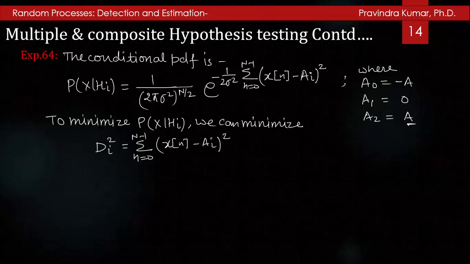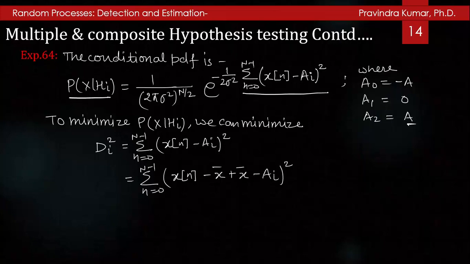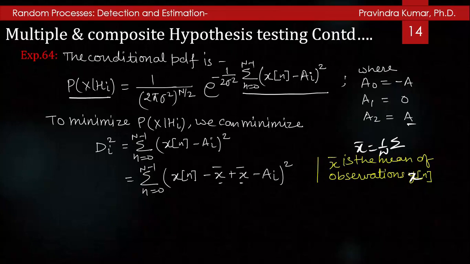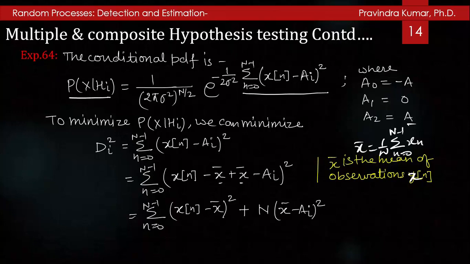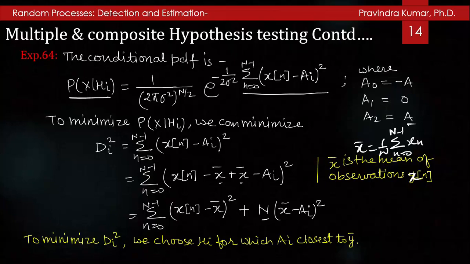So to minimize this probability, we can minimize this part, and this part is Di², which is the summation n=0 to N-1 of (x[n] - Ai)². It will be the summation of (x[n] - x̄ + x̄ - Ai)², where x̄ is the mean of the observations x, and this mean is (1/N) Σ_{n=0}^{N-1} x[n]. I can write Di² as the summation n=0 to N-1 of (x[n] - x̄)² plus N(x̄ - Ai)². And to minimize Di², we choose Hi for which Ai is closest to x̄.